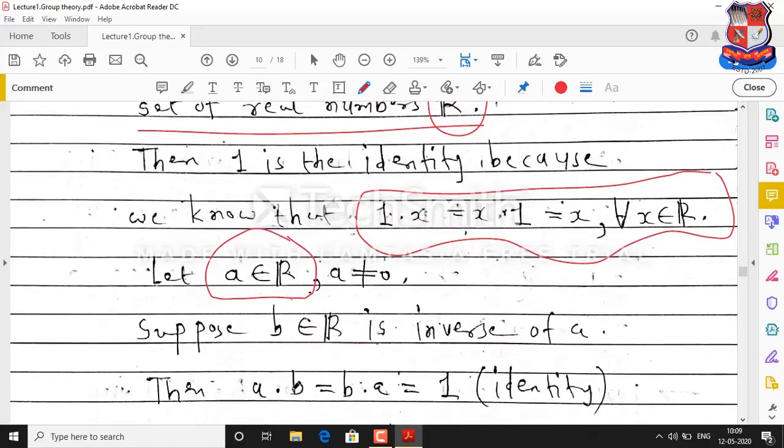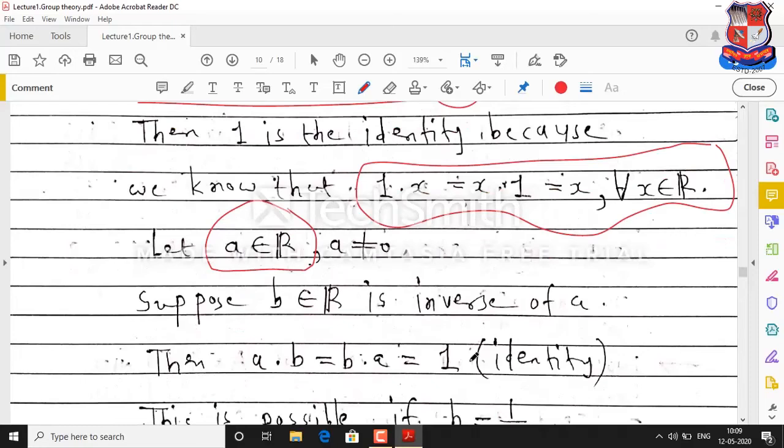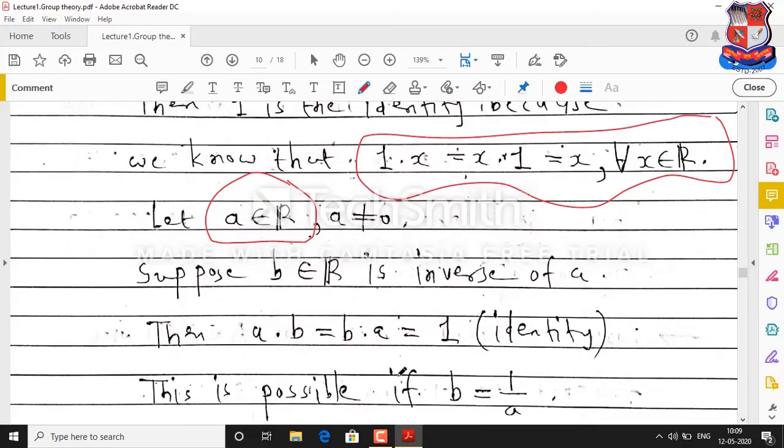So by definition, multiplication of A with B, either from left side or right hand side, must be equal to identity. Identity is 1 here. So when this is possible, A into B equal to 1 implies B must be equal to 1 by A, and because A is non-zero, B equal to 1 by A is defined. That means because A is non-zero, B equal to 1 by A is a definite real number. So every non-zero element has an inverse. Inverse of A is 1 by A if A is non-zero.